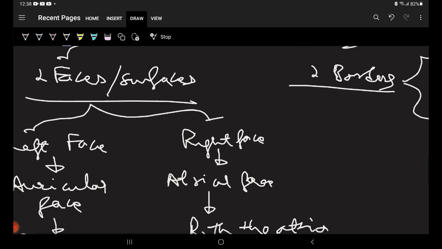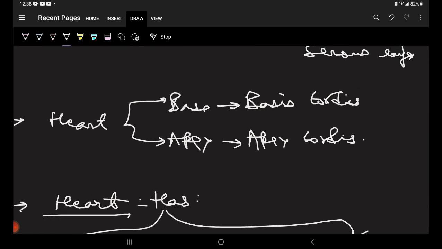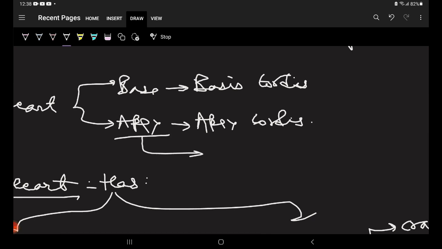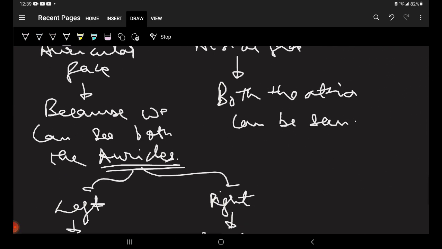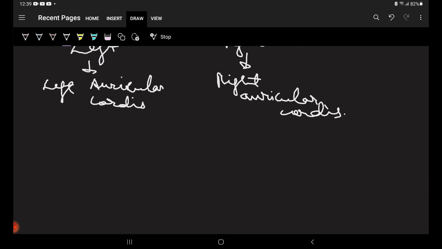One term I discussed here was the apex. I forgot to mention that the apex is formed solely by the left ventricle only.